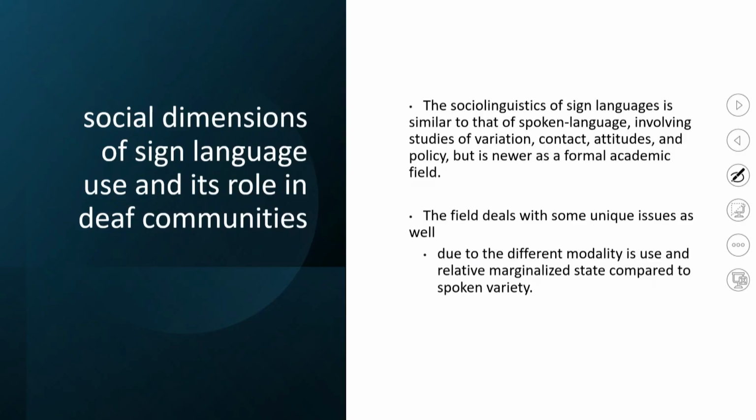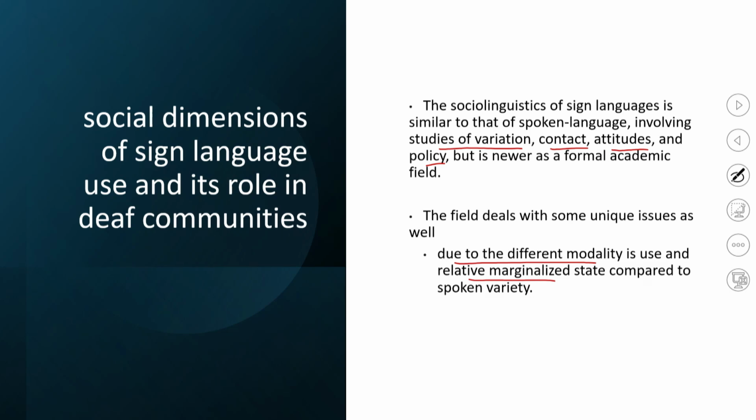Social dimensions and its role. So, sociolinguistics of sign language is similar to that of spoken language. These are the domains that we typically study when we study sociolinguistics of sign language: studies of variation, contact, attitude and policy. These are similar to the vocal language, but this field has slight additional unique features, for example, due to the different modality and also the relative marginalized state. These two factors are unique to sign language alone. So, there are some similarities, there are some differences.